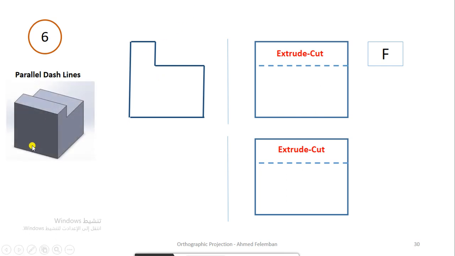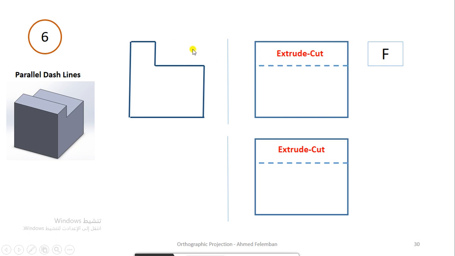Okay, so we have in the front a rectangle, and we have an extrude cut in the upper level. Okay, and we represent that cut by drawing a dash line in the front. So dash lines mean that there is an extrude cut behind this part in the upper level. So we draw a dash line to say that there is an extrude cut behind this rectangle.